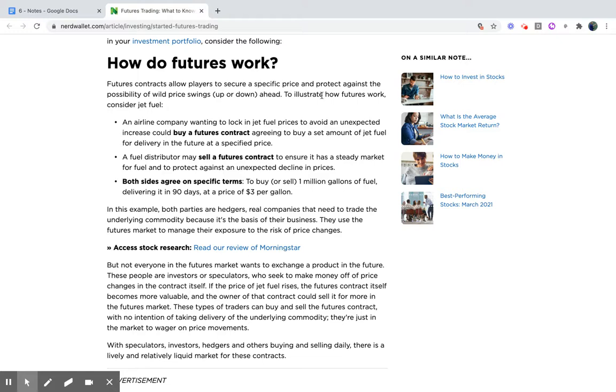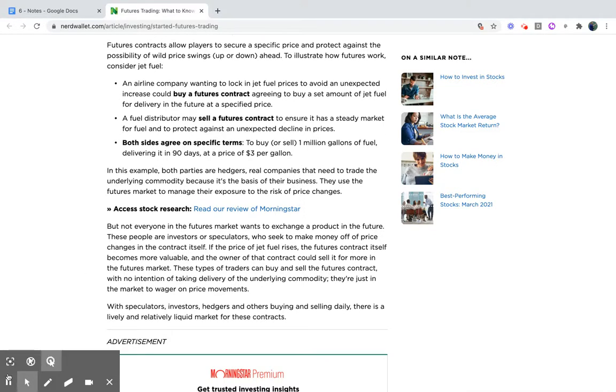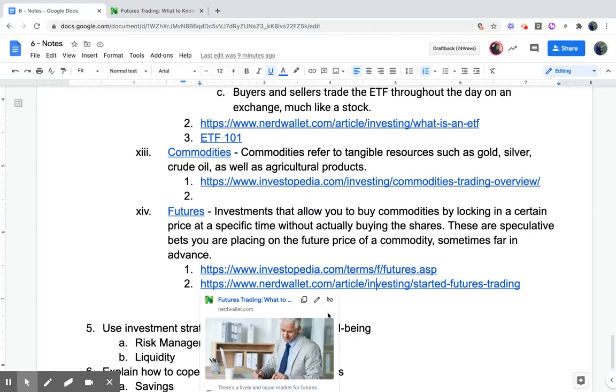Futures allow people to secure a specific price and protect against the possibility of wild price swings up or down. An airline company wanting to lock in jet fuel prices to avoid an unexpected increase could buy a futures contract agreeing to buy a set amount of jet fuel for delivery in the future at a specified price. So they're already agreeing to it. It doesn't matter what the price is in the future. A fuel distributor may sell a futures contract to ensure it has a steady market for fuel and to protect against an unexpected decline in prices. So I can sell contracts for the next upcoming years for a product I don't technically have, but I'm going to make sure I have my business in place. Both sides agree on specific terms to buy or sell, deliver it, and the price. So it's just working on an agreement ahead of time to try and avoid something catastrophic in the future. And that pretty much wraps up our types of investments.